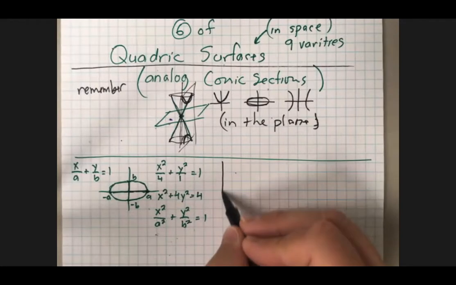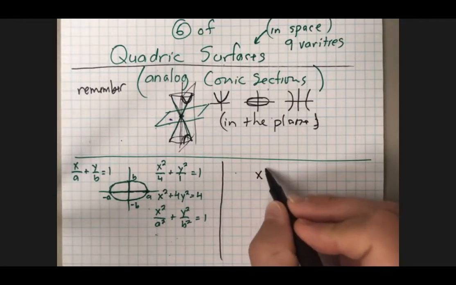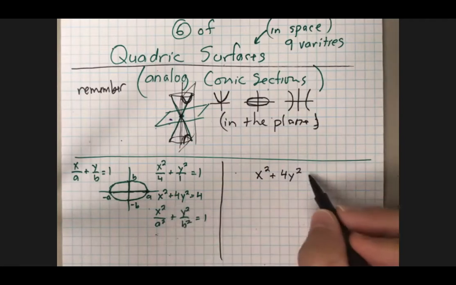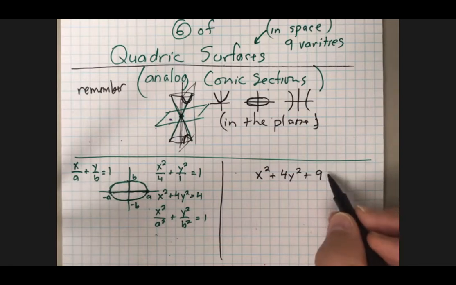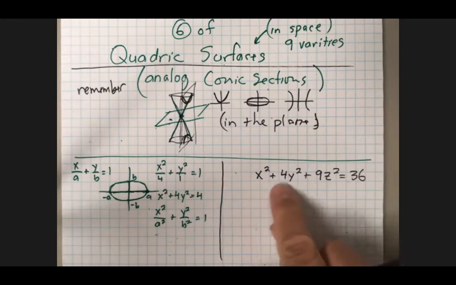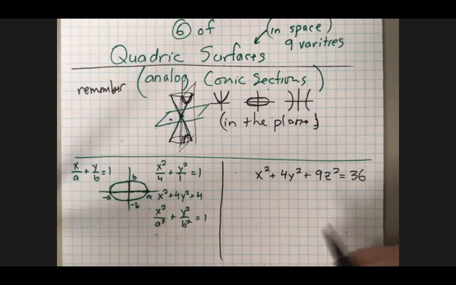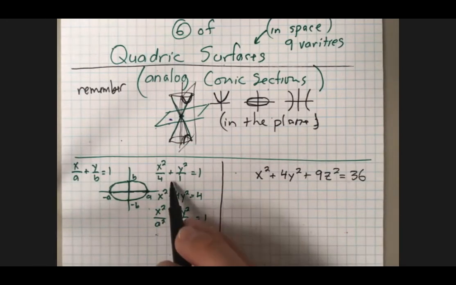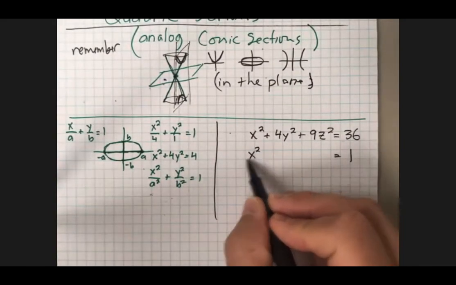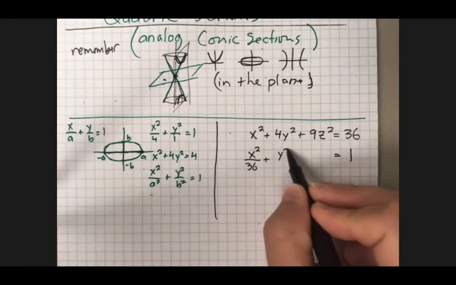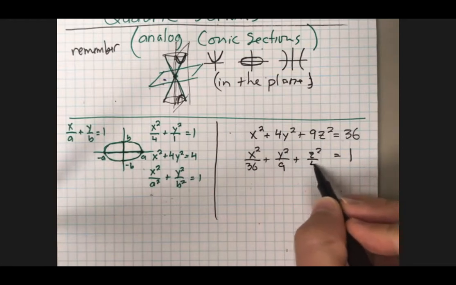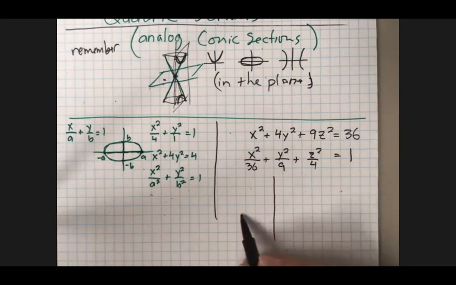But now, let's ask what happens if you have x squared plus 4y squared plus 9z squared equals 36. I'm going to introduce this to space by adding another perfect square. Let's use the same analogy I did with the plane. If I set this equal to 1 by dividing by 36, I get x squared over 36, y squared over 9, z squared over 4. Of course, I picked this to be friendly, didn't I?